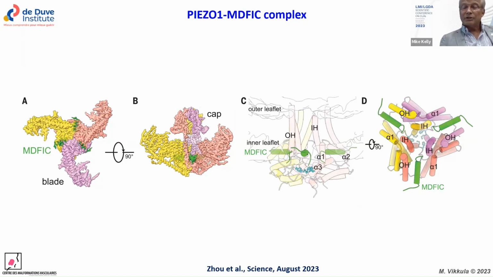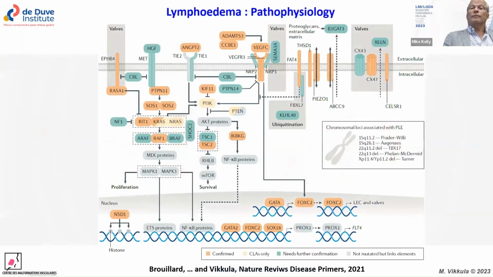And clearly they showed, I'm not going into the details, that it regulates the activity of the channel. So one can imagine that with the mutations, the channel properties are now altered. So if we come back to this basis of CLAs, it seems that the Piezo channel that was already in the figure now may also be involved and functioning with MD-FIC, this new gene for at least primary lymphedema with complex lymphatic anomaly associated with it.